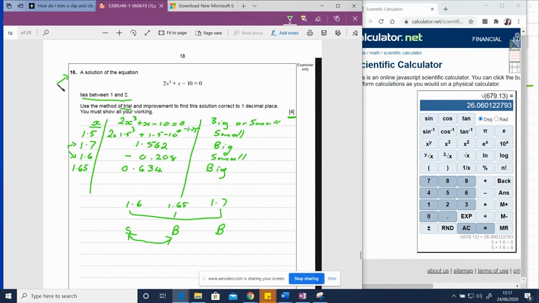And the question asks us to find the solution correct to 1 decimal place. So the solution is that x is equal to 1.6.